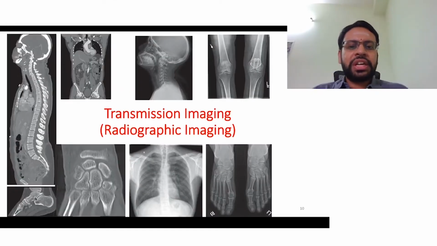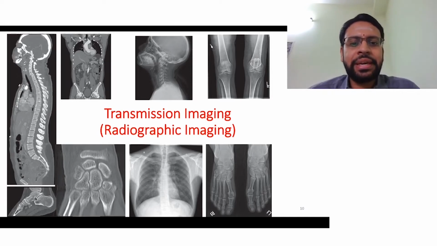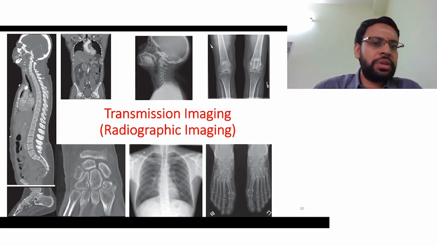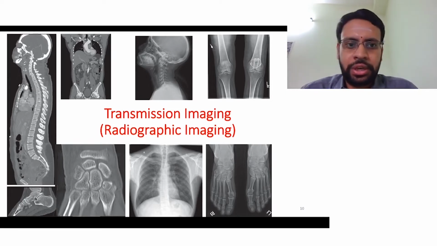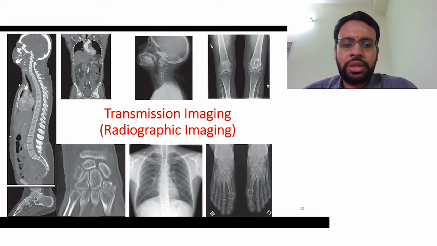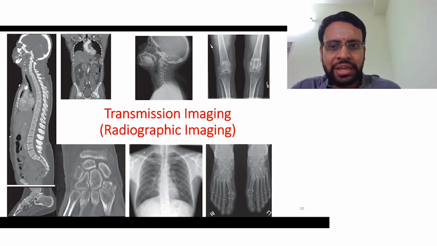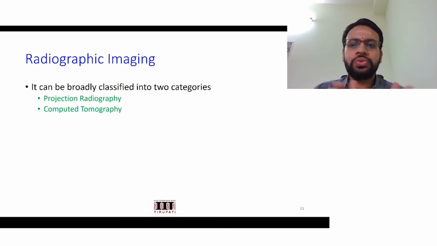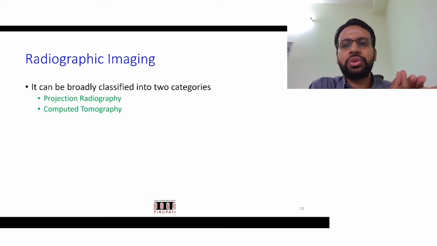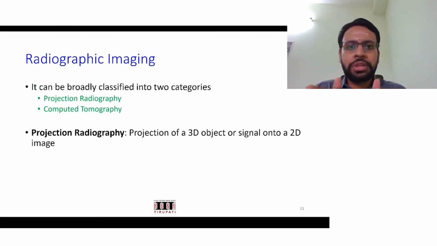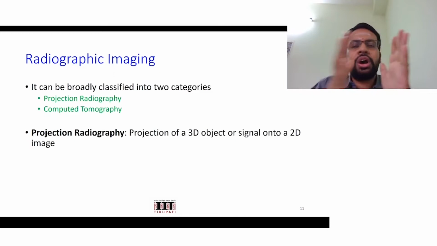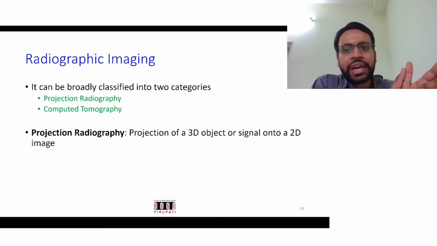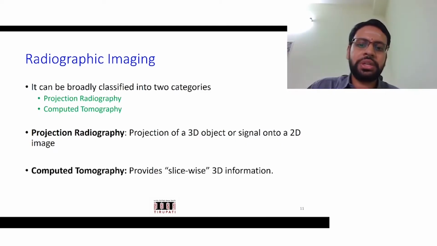Let us start with transmission imaging. As I mentioned, we refer to it as radiographic imaging as well. I'm sure with some of these modalities, most of you are familiar. For example, X-ray imaging is one of the initial and key imaging modalities that can be grouped under transmission imaging. If you want to classify transmission imaging into further categories, one class of methods you could put under projection radiography and another under computed tomography. Projection radiography means you are projecting a 3D object onto a 2D plane. It's also referred to as planar radiography in some textbooks. Another one is computed tomography.